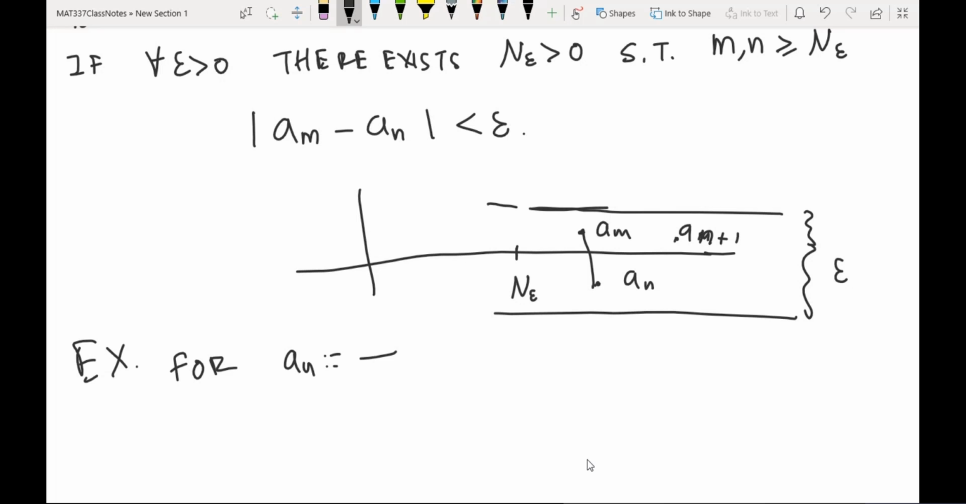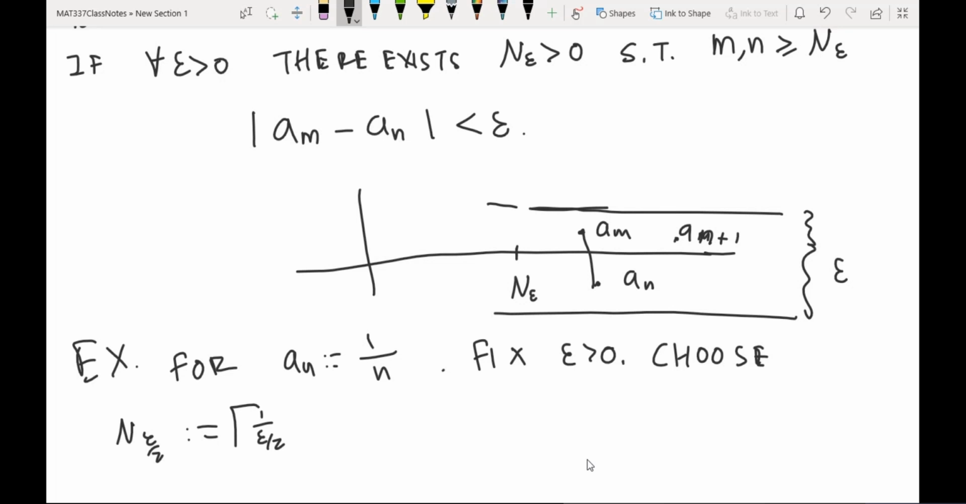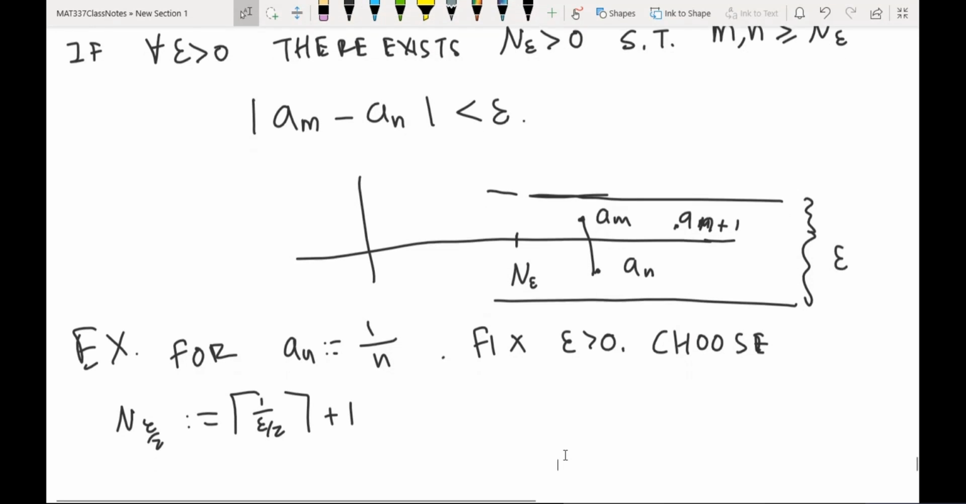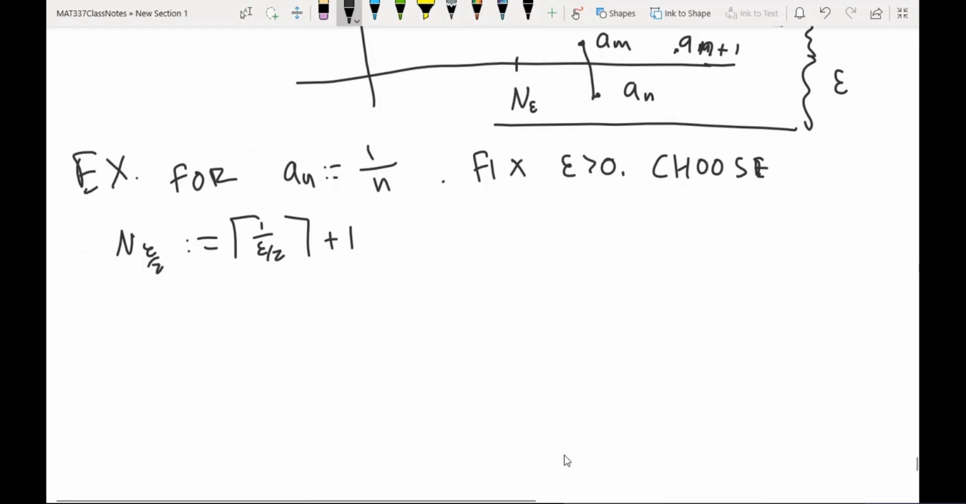For a_n, just the harmonic sequence. Fix epsilon positive and set N epsilon over 2 to be the upper floor function, ceiling function, of epsilon over 2 plus 1. Okay, then take m and n bigger than N epsilon over 2.